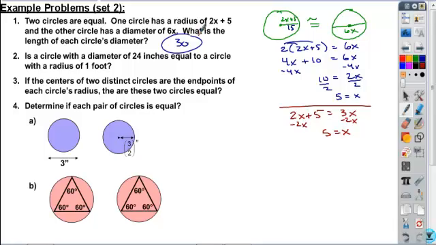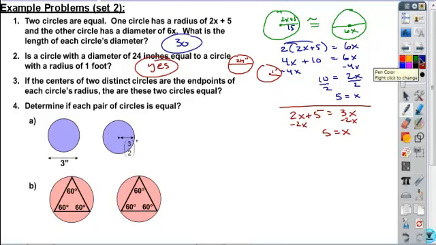Okay. Question number 2 is a circle with a diameter of 24 inches, equivalent to a circle, or congruent to a circle with a radius of 1 foot? And 24 inches is how many feet? 2. So would a diameter of 2 feet be equal to a circle with a radius of 1 foot? Yeah. So these would be congruent or equal circles.